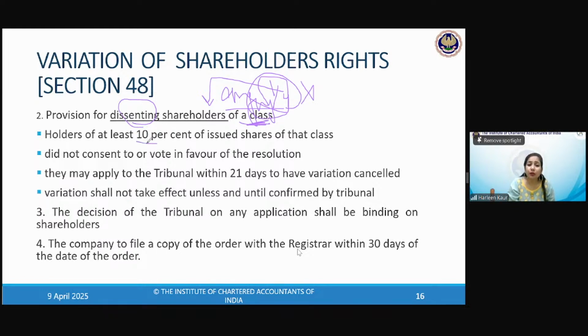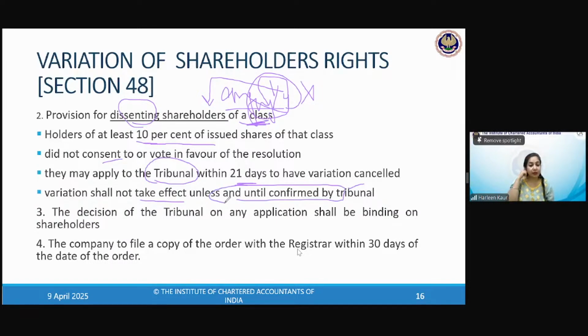Now, 10% of the holders of this issued share capital, who have not consented, will file an application to the tribunal within 21 days of this variation and ask, please cancel this variation. We are not satisfied. Variation will not take place unless and until it is confirmed by tribunal.